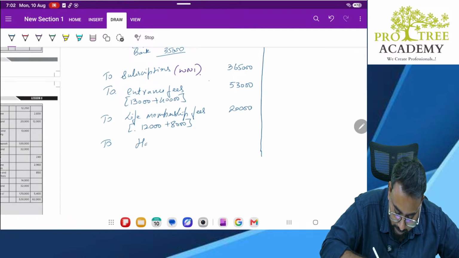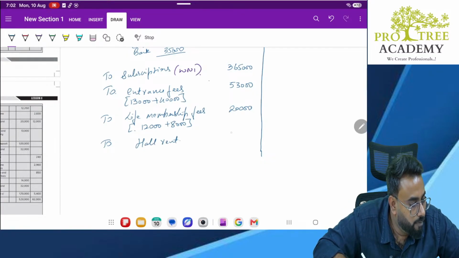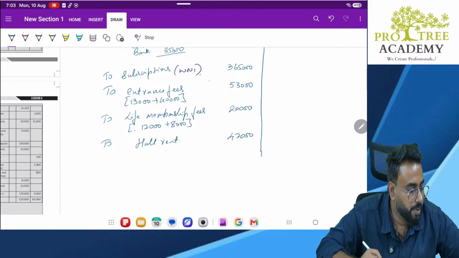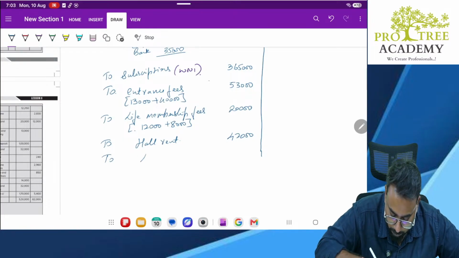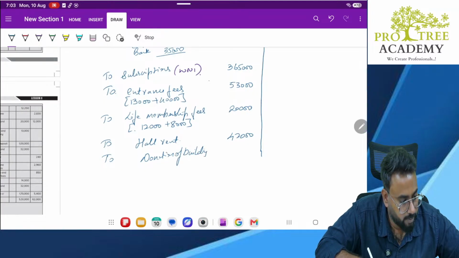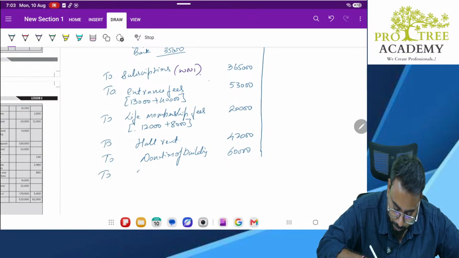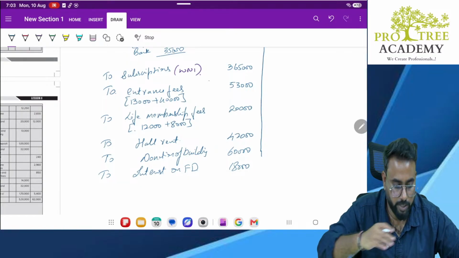Next, to hall rent. See here, it is income. They are receiving the money. Correct or no? Hall rent is 42,000. Anything else? No, sir. So 42,000. Next, hall rent and life membership are already done. Donation is there. To donation for building, how much? 60,000. Subscription is already done. So next is interest on fixed deposit, 18,000. Okay. So the receipt side we are done.